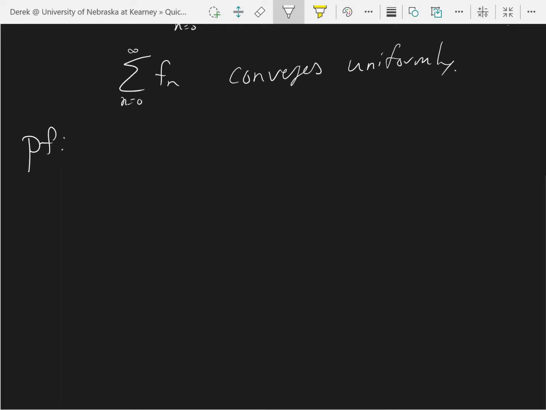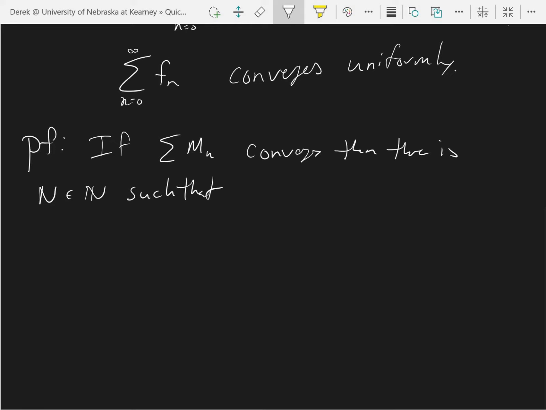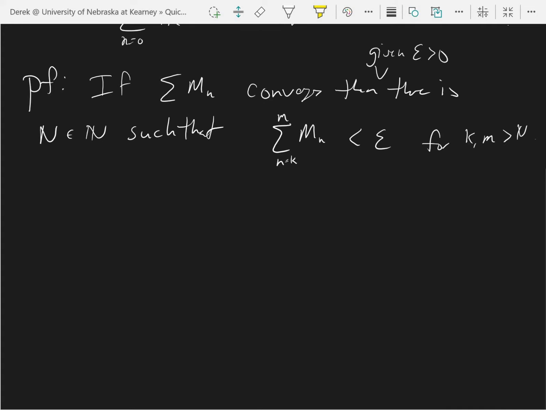Okay, so if the sum of the M sub n's converges, then we get Cauchy's criterion. Given epsilon, there is some n in the natural numbers such that the sum from n equals k to m of M sub n is less than epsilon, for k and m greater than n. Okay, so that's just by our assumption.